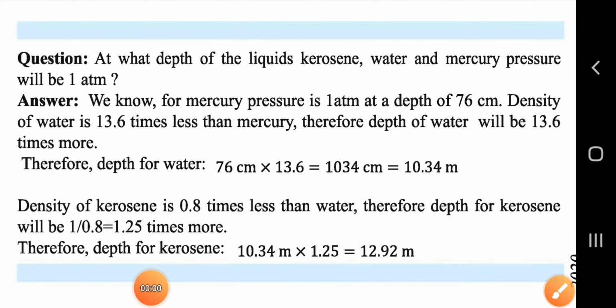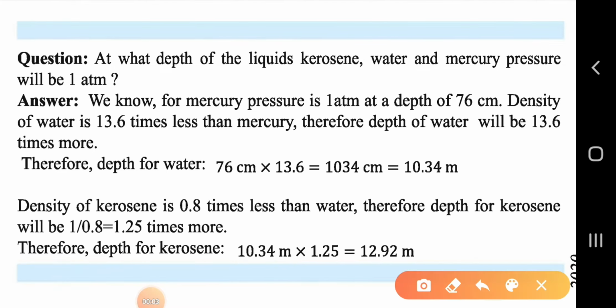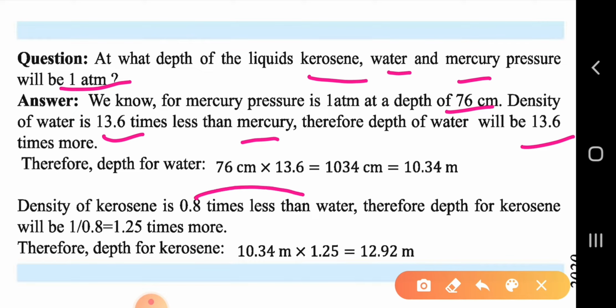This graph is shown like this. At what depth of the liquids kerosene, water and mercury will the pressure be one atm? We know for mercury the pressure is one atm at a depth of 76 centimeter. The density of water is 13.6 times less than mercury. Therefore the depth of water will be 13.6 times more, that is 76 centimeter times 13.6.